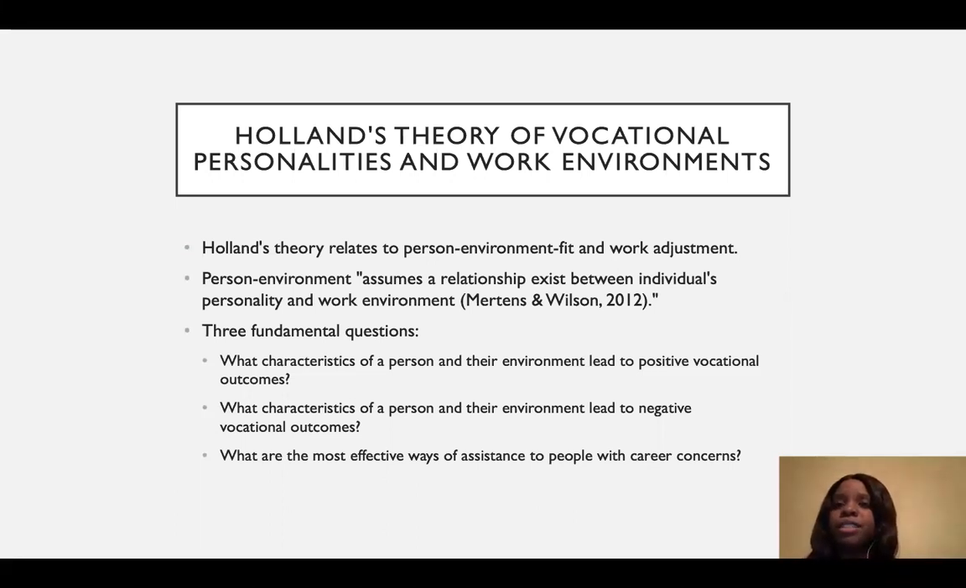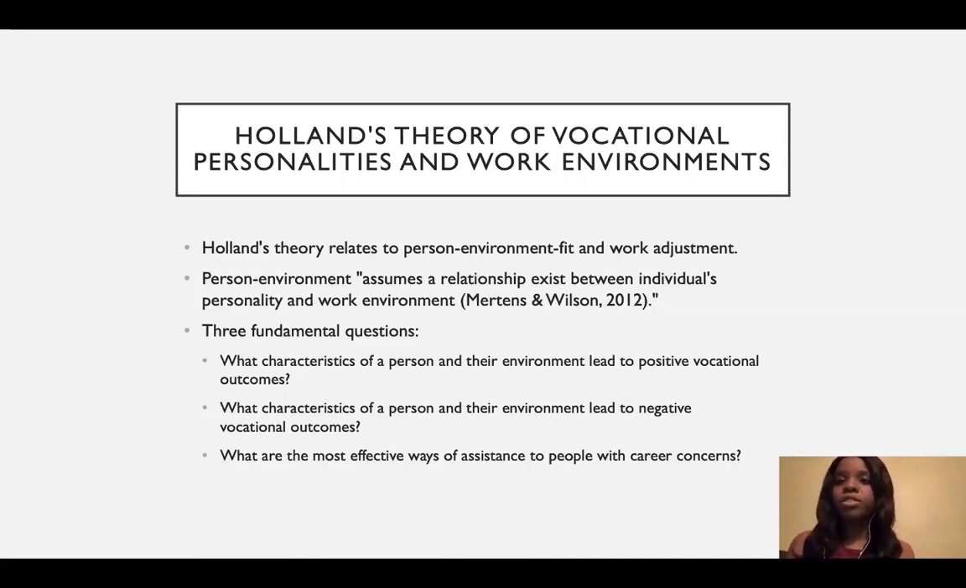Chapter 7 outlines Holland's theory of vocational personalities and work environment. Holland believes that his theory relates to the person-environment fit and the work adjustment theory. The work adjustment theory describes the hows and whys of how one adjusts to the work environment, which hints that a relationship exists between the two. Person and environment also follow the same relationship, believing that one's personality and their environment coexist with one another. Holland believes that his theory answers three fundamental questions.